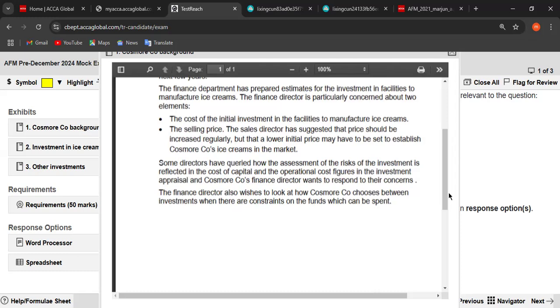And C company finance director wants to respond to their concern. The finance director also wishes to look at how C company choose between investments when there are constraints on the fund which can be spent. So when there are constraints, this is known as a capital rationing situation.